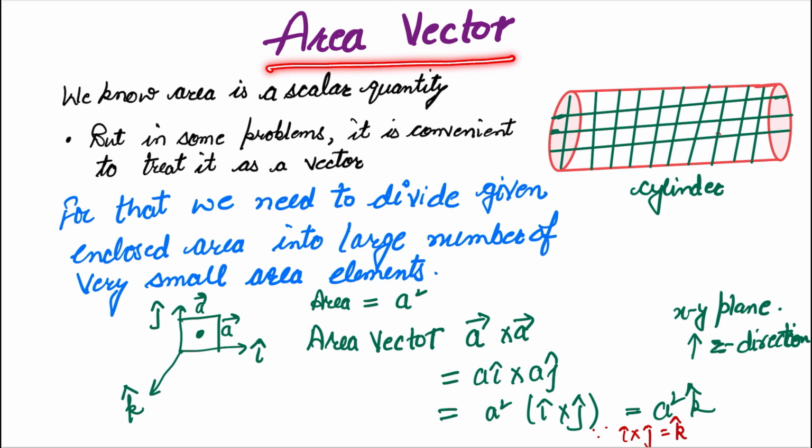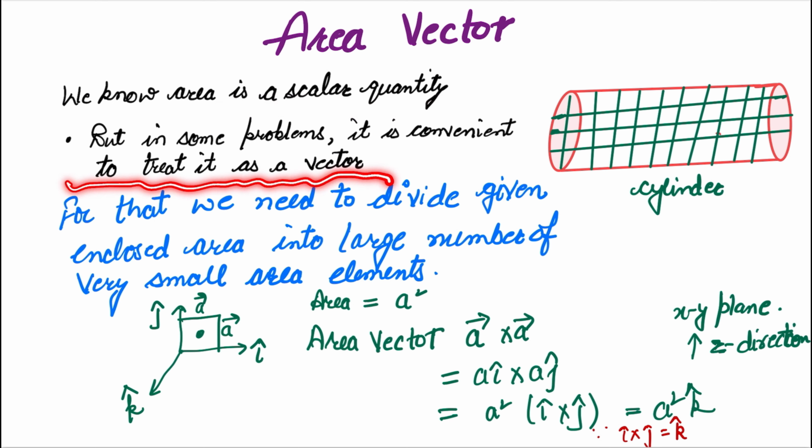Area vector. You know that area is a scalar quantity. According to the information which you already have, area is a scalar quantity. If you have a square of side A and I ask you what will be the area, you will say the area will be the product of the sides, so it will be A square. But in some problems, it is necessary to treat area as a vector.